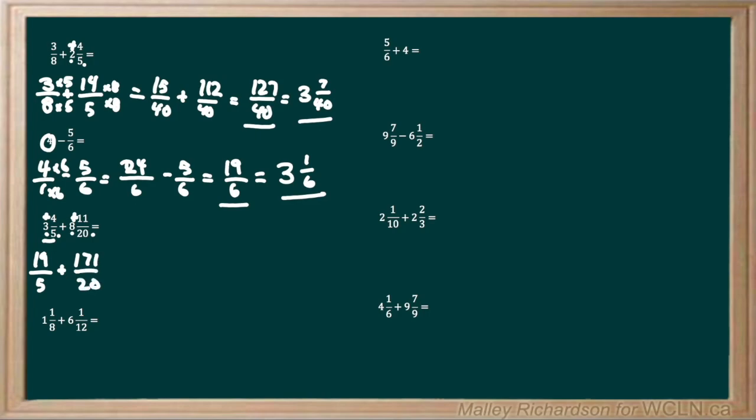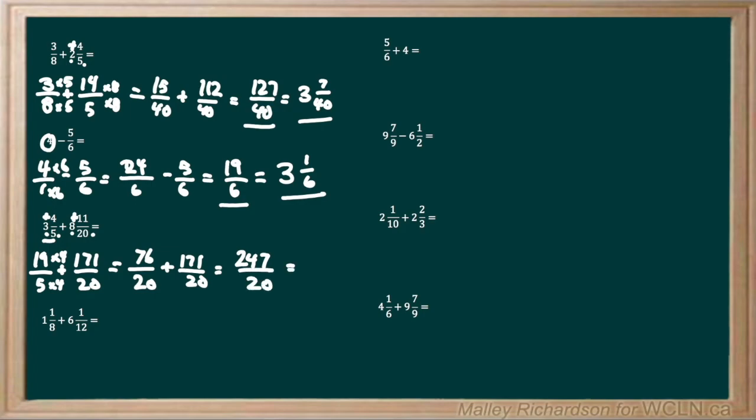Now to add these two fractions together, they need to have the same denominator. So we need to find a common denominator between 5 and 20. Well, if we multiply 4 by 5, we get a denominator of 20. So let's multiply our left fraction by 4. 19 times 4 is 76, and then 5 times 4 is 20, and we want to add that to 171 over 20. Now that they have the same denominator, we just have to add our numerators. So 76 plus 171 is 247, all over the denominator of 20.